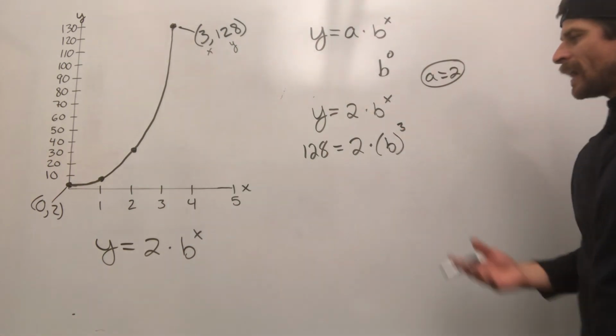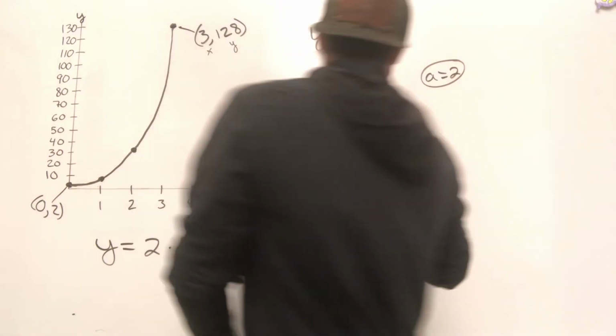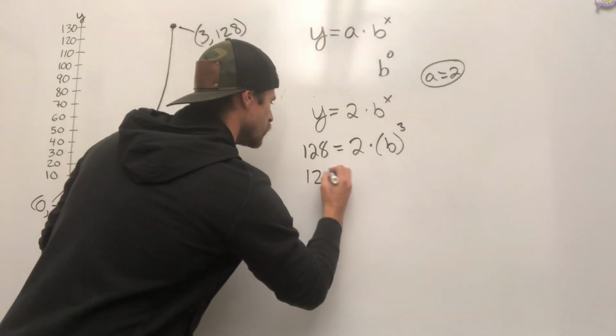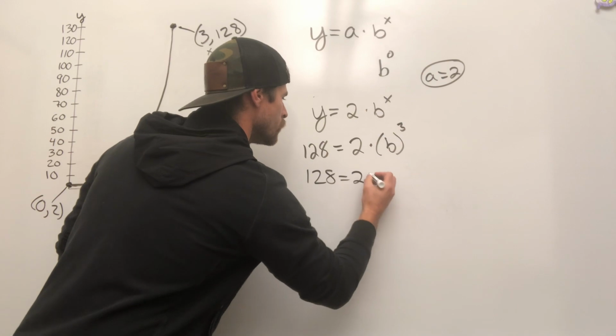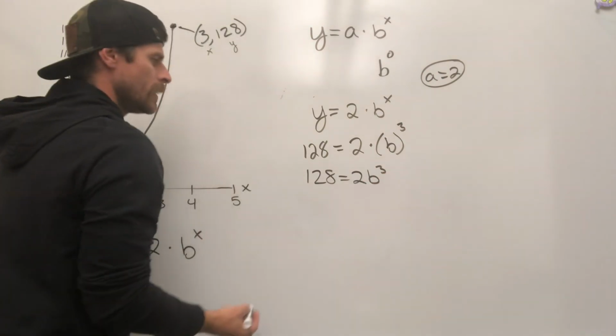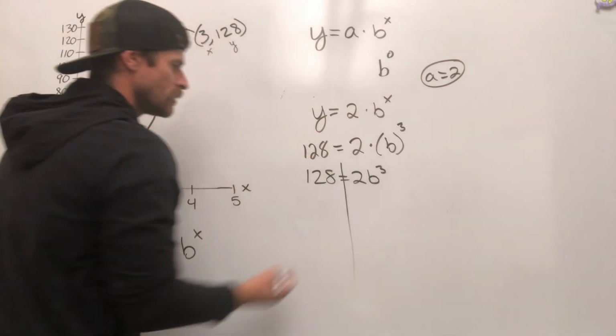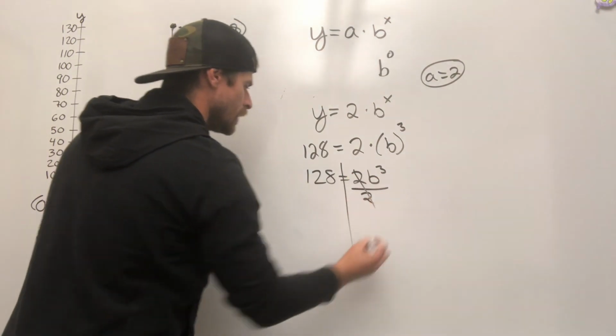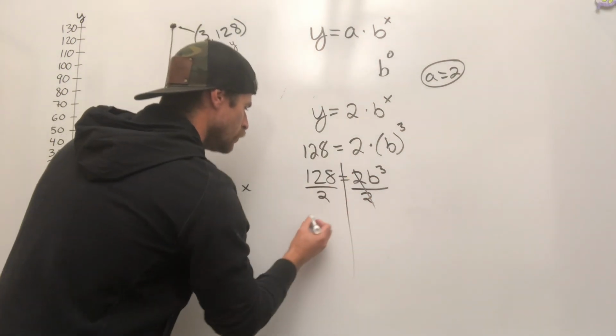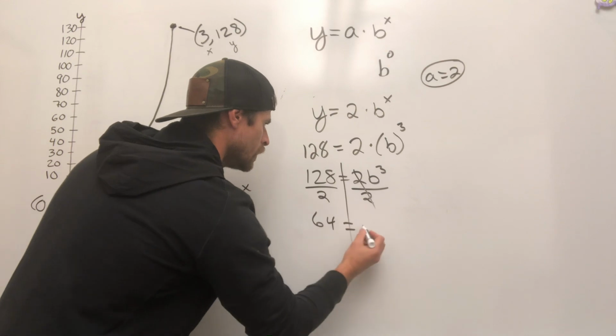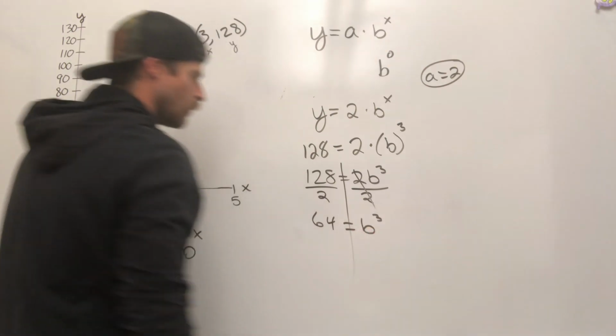All right, so if I have this equation written out, I would probably remove those parentheses. 128 equals 2b to the third power. Now it's time to just solve this equation. So we're going to start by dividing by 2, canceling that out. Dividing by 2, giving me 64 is equal to b to the third power.